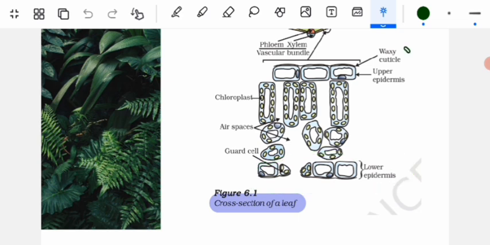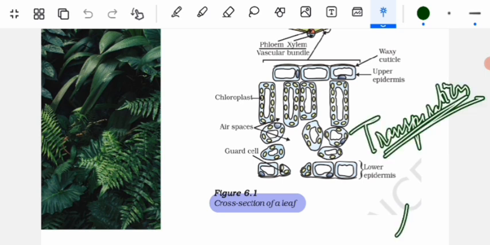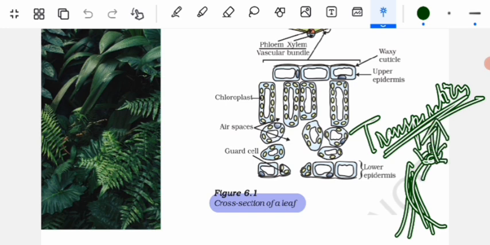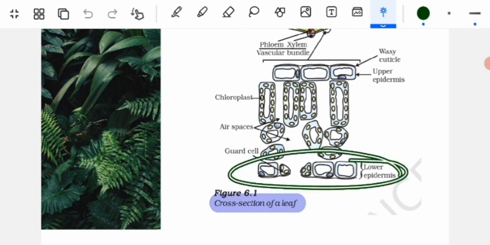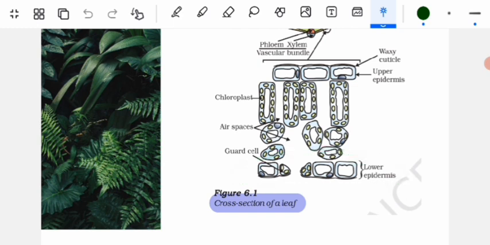Why? If they are in the upper epidermis, then there happens a transpiration pull. The water absorbed from the roots, if the stomata is open and the sunlight is more, is evaporated. So it has to be closed. The closure and opening of stomata is guarded by guard cells. If they are in the lower epidermis, the transpiration pull can be controlled. For that purpose, stomata are more in the lower epidermis, not in the upper epidermis. Fine? Yes, this you have to know.